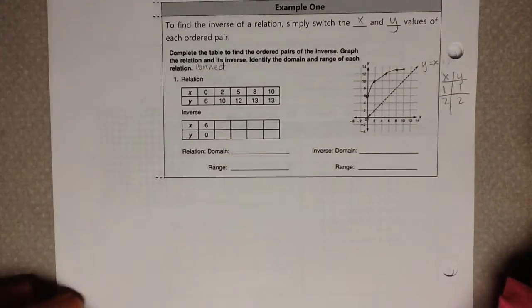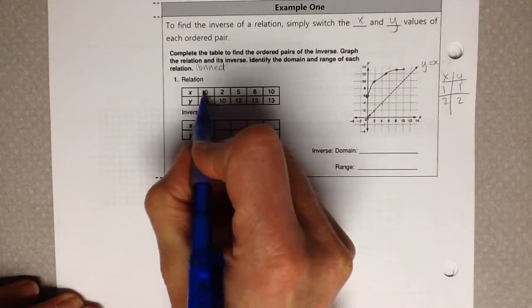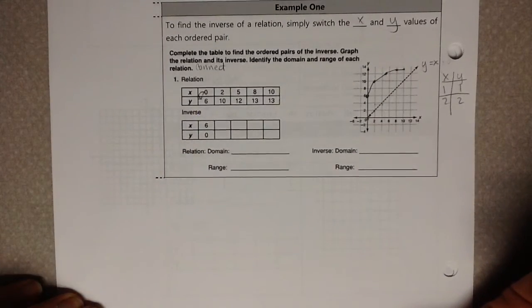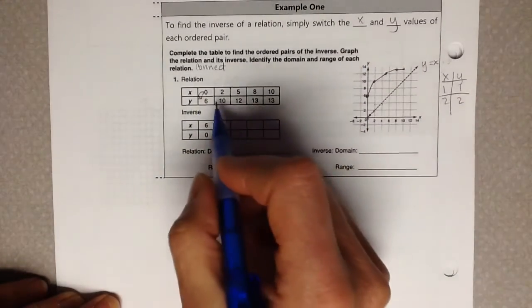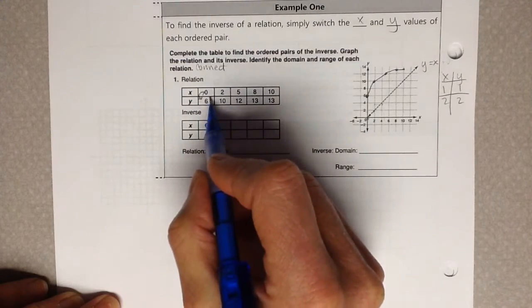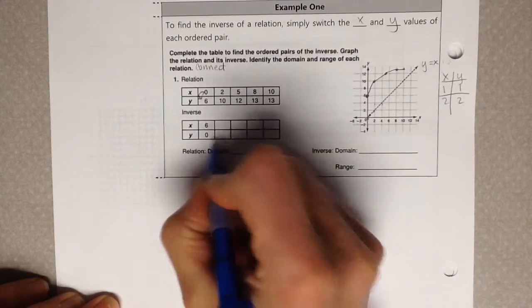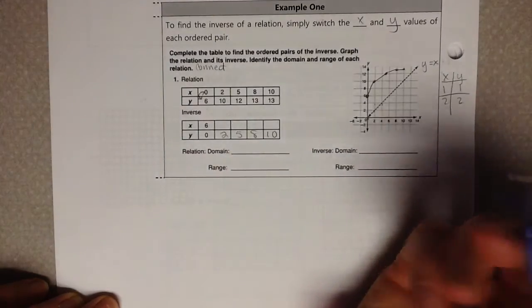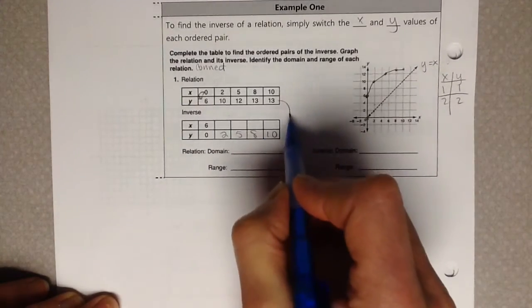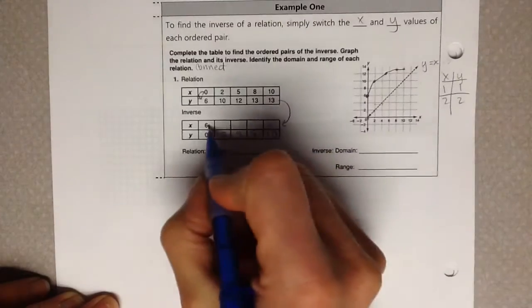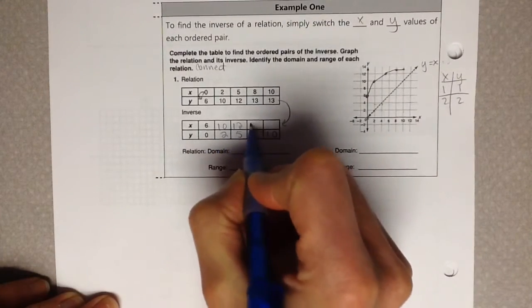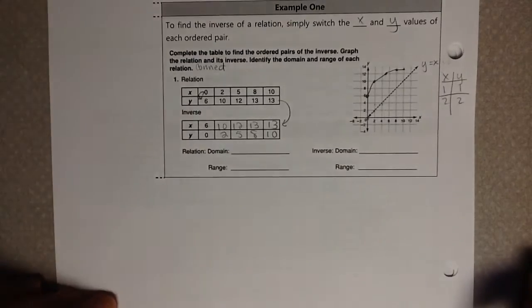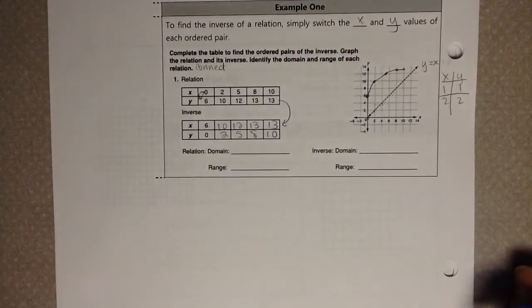Okay, now we're going to find the inverse. Very easy to do, so don't make it any harder than it needs to be. We're just going to flip-flop the x and the y. So all of my x's are now going to become y's. So this is going to be 0, 2, 5, 8, and 10. All of the y's are now going to become x's. So that's going to be 6, 10, 12, 13, and 13. Okay, so now let's graph those ordered pairs and see what happens.